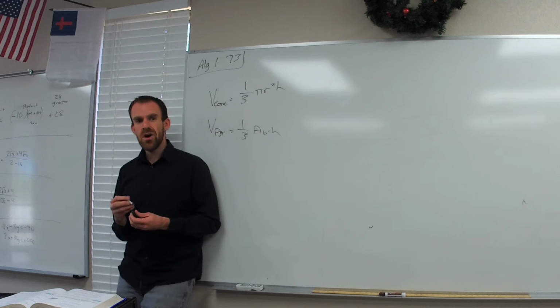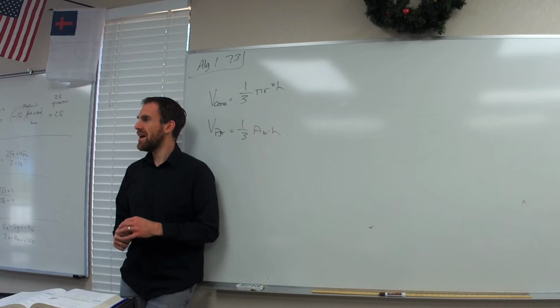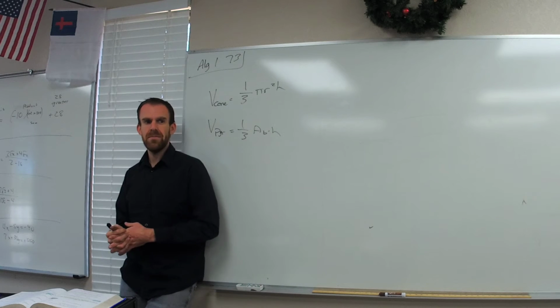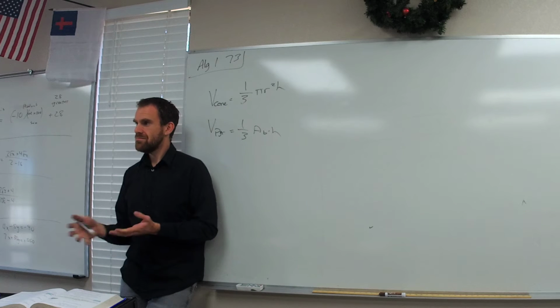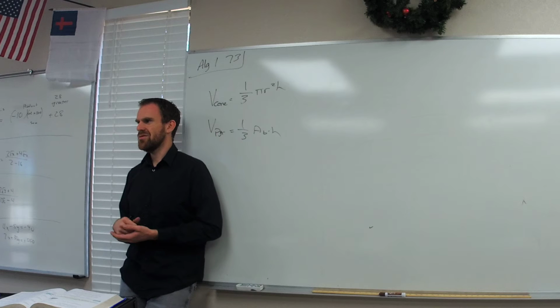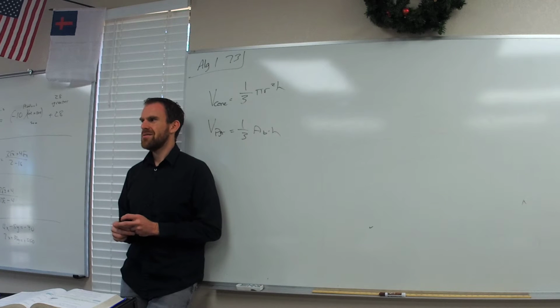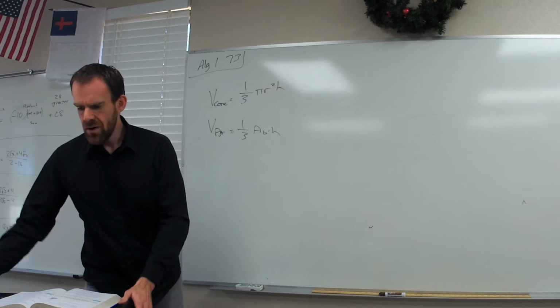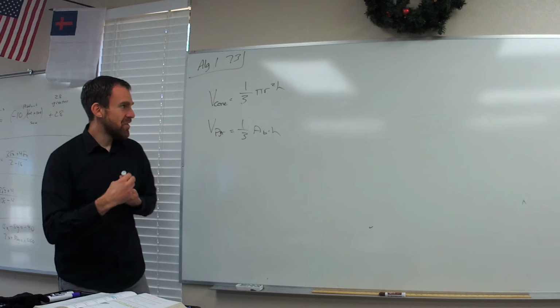Why? Because we don't know what kind of base it will have. It could be a triangular pyramid where the base is a triangle. It could be a rectangular pyramid where the base is a rectangle. Got it? Could be a hexagonal pyramid where there's a six-sided bottom. Okay? So that's that.